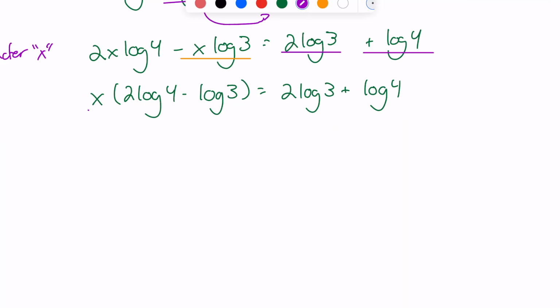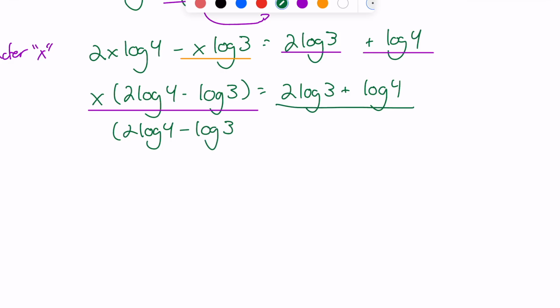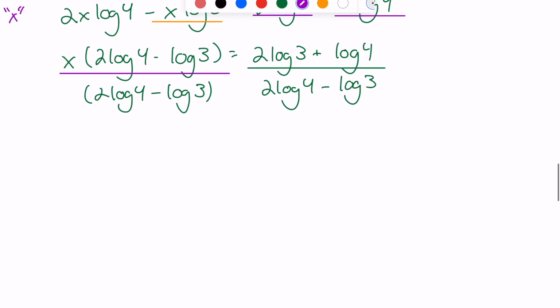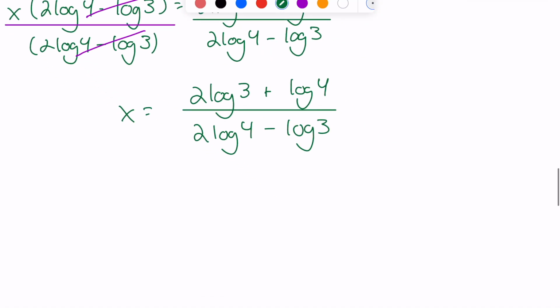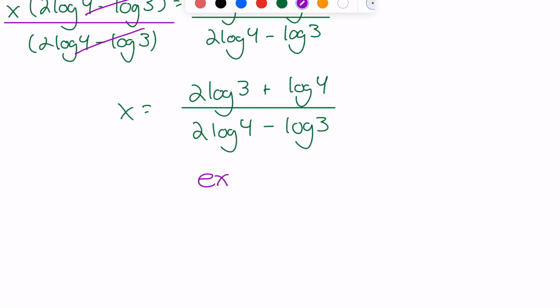Lastly, I just want to isolate that x. So I need to divide out the 2 log 4 minus log 3. And then if I do that on that side, I have to do it on this side. So 2 log 4 minus log 3. So that cancels with that, and you're left with x being equal to 2 log 3 plus log 4 all over 2 log 4 minus log 3. That is the exact answer.